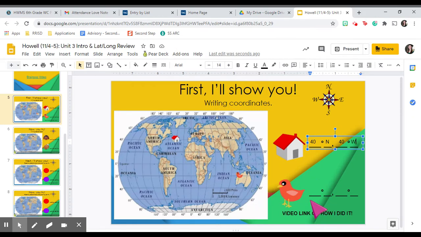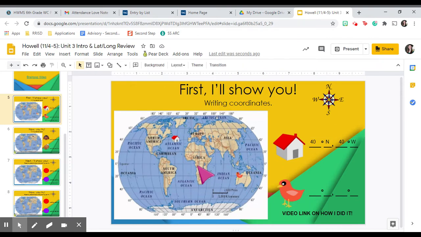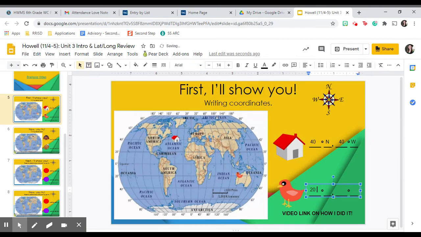Now let's try it with our bird. For the bird, I'm starting at 0, 0. First, climb the ladder. This time I'm climbing the ladder down because our bird is below the equator. So I'm starting right here in the middle. I go down 20 degrees. That puts me on the same line as my bird. And we know that going down is going south. So I first had to go 20 degrees south.